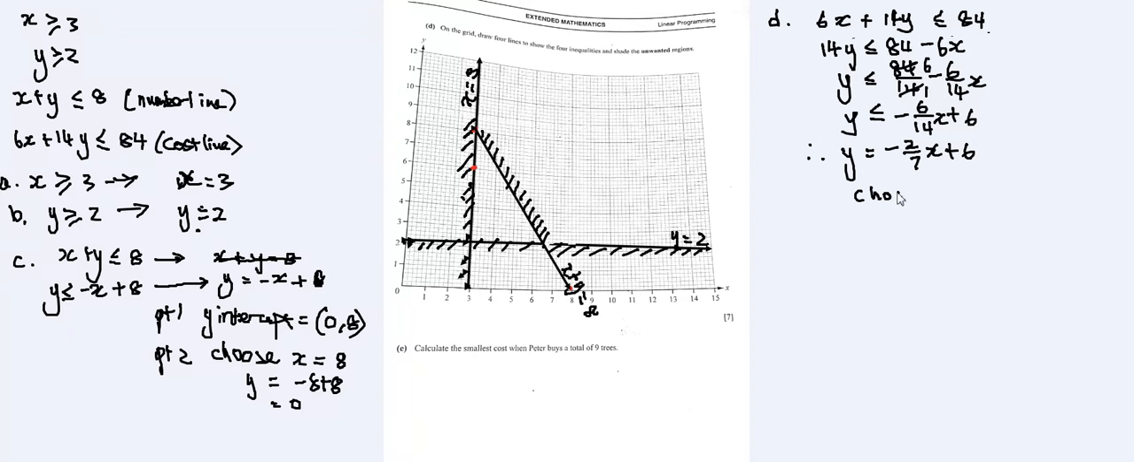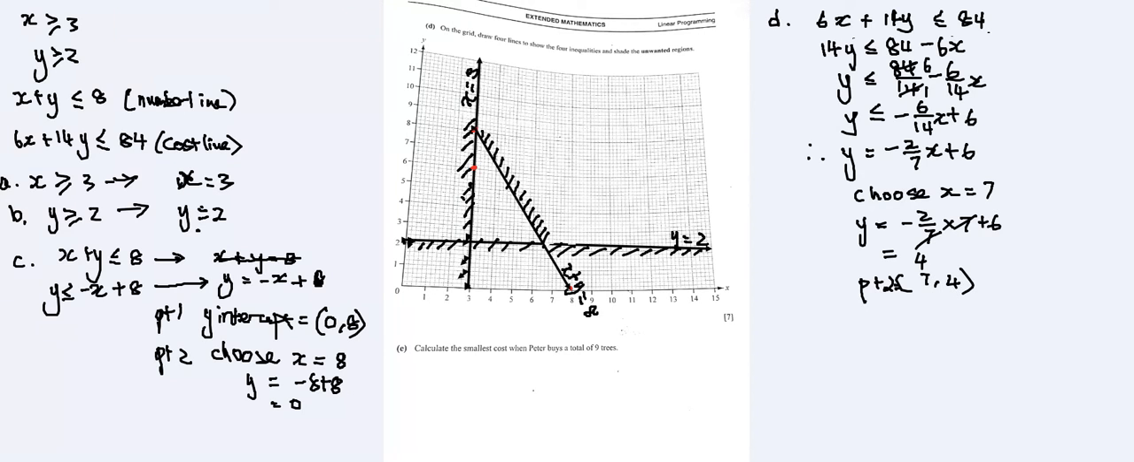If I choose x equal to 7, why? Because if I put x as 7, it can cancel out, then I know the y value. It's okay as long as you know exactly what you're doing. Minus 2 over 7 times 7 plus 6, cancel, becomes 4. So point 2 is x is 7, y is 4.